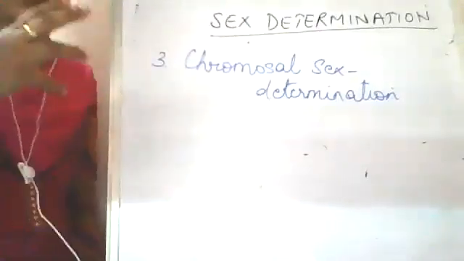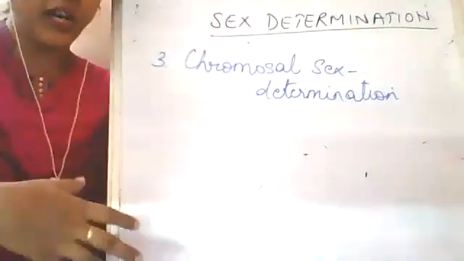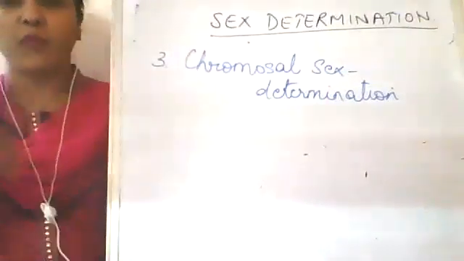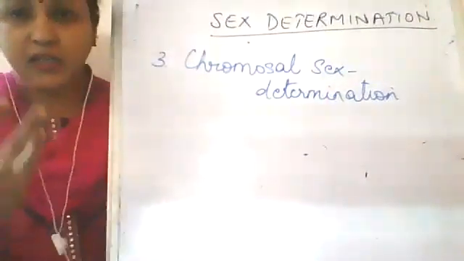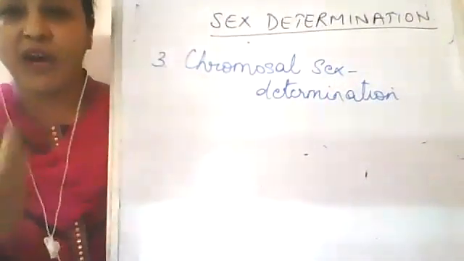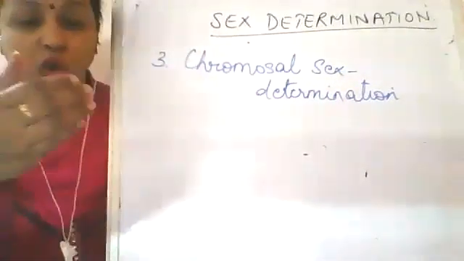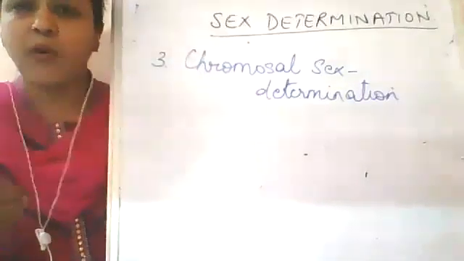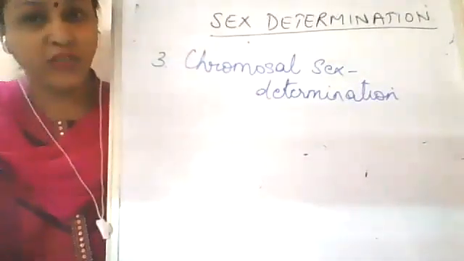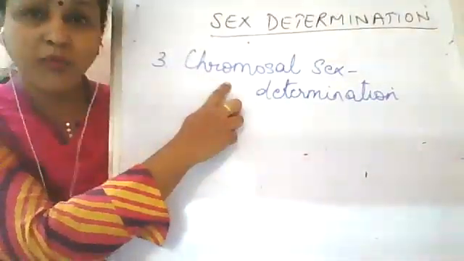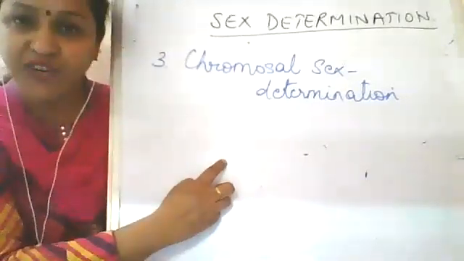Okay, in chromosomal sex determination, the gender of the child is determined by what type of chromosomes are present inside that child. Whether X type or Y type, different types of sex chromosomes may be found in different organisms. On the basis of this, we'll be studying the types of chromosomal sex determination, which can be of various types.